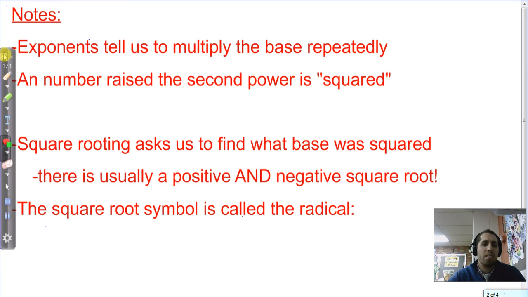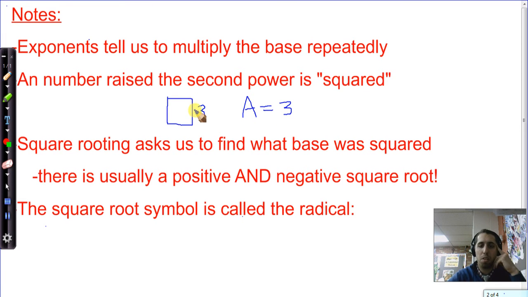Alright, so exponents tell us to multiply the base repeatedly. This is just the prerequisite knowledge you need to know what exponents do to know what square rooting does. Any number raised to the second power is called squared. I want to give a quick explanation about why we say that. If you have a square with a side length of 3 and you want to find the area, you take one side and multiply it by another. Usually we do length times width to find the area of rectangular figures.